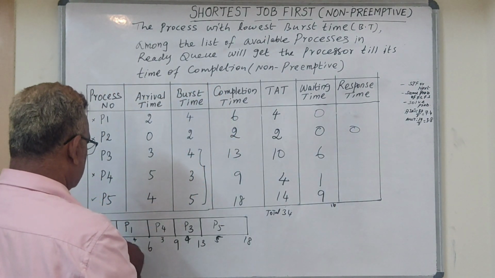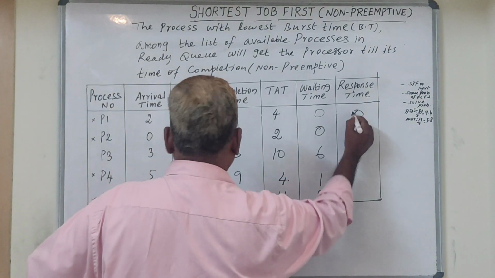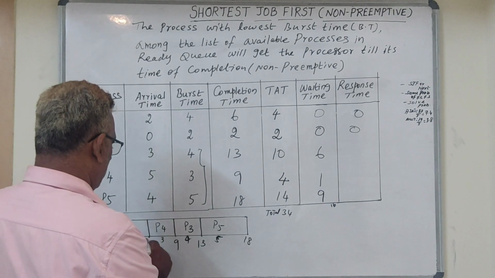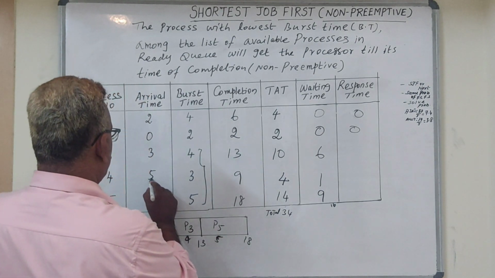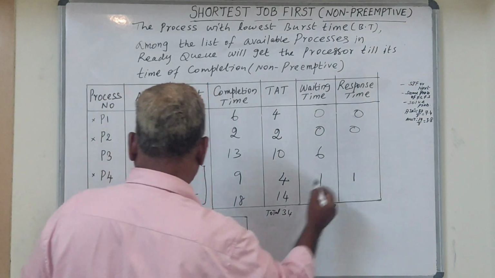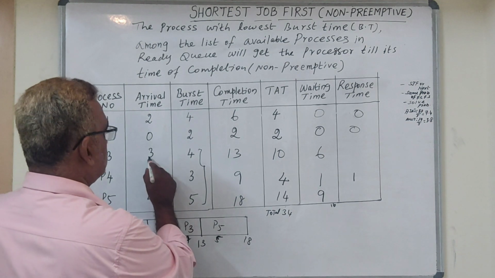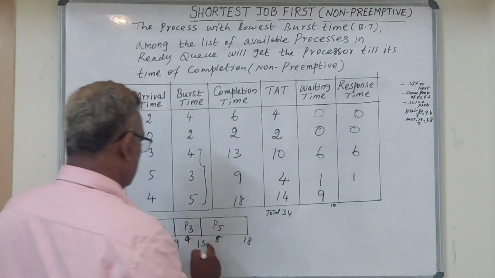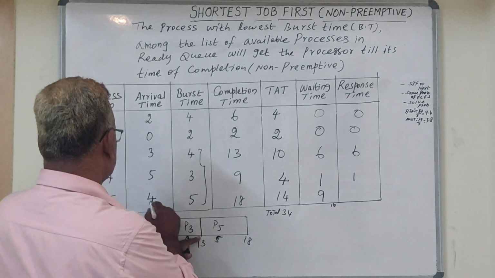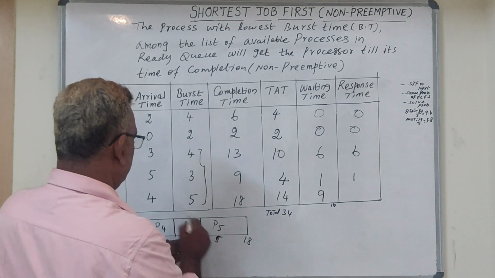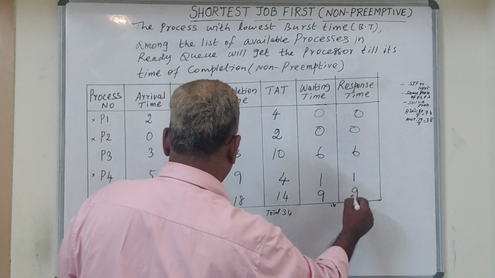Similarly for P1 it is 2. 2 minus 2 it is 0. For P4 it is 6. 6 minus 5 it is 1. Similarly for P3 it is 9. 9 minus 3 it is 6. Similarly for P5 it is 13. 13 minus 4 it is 9.